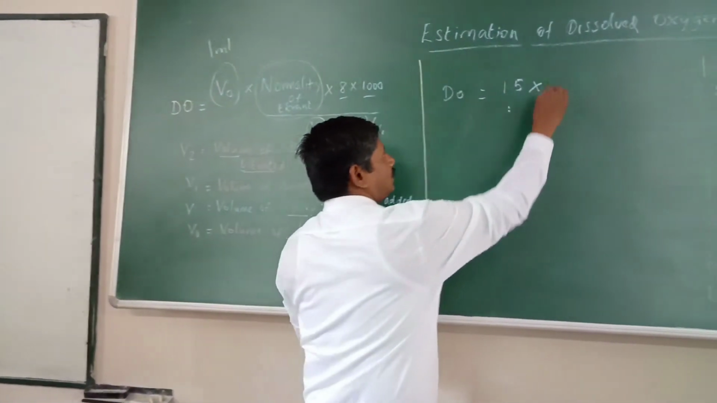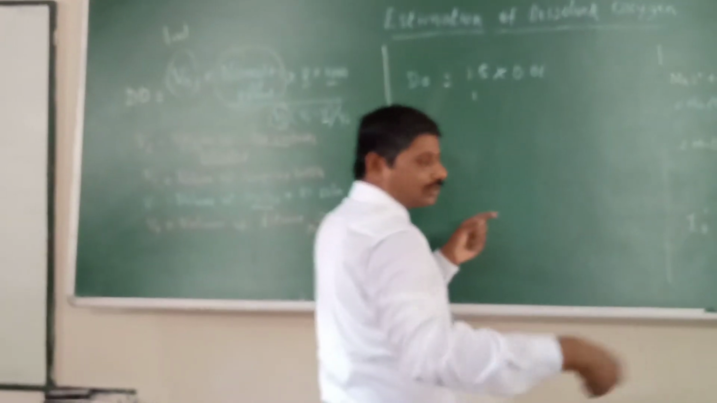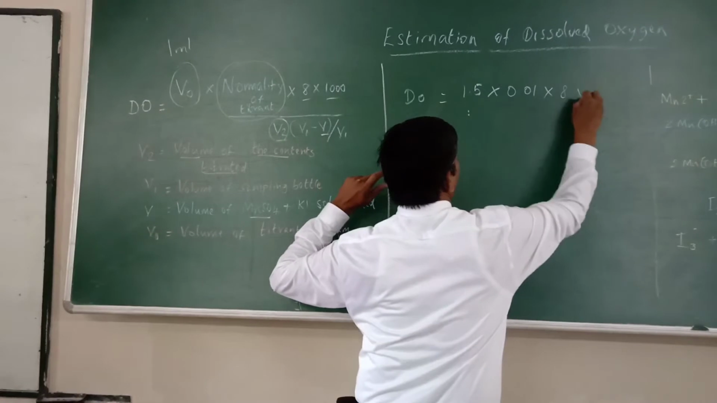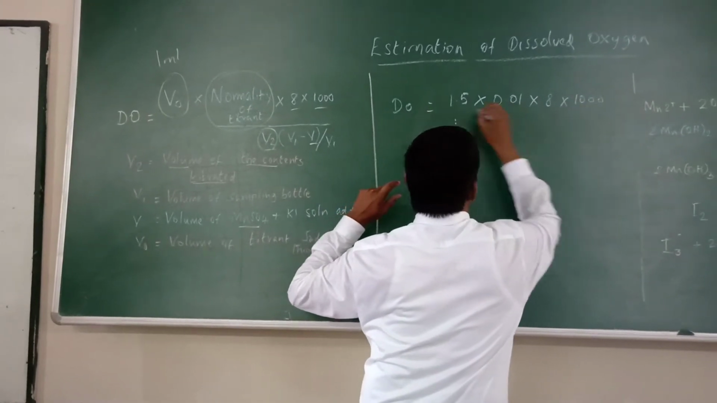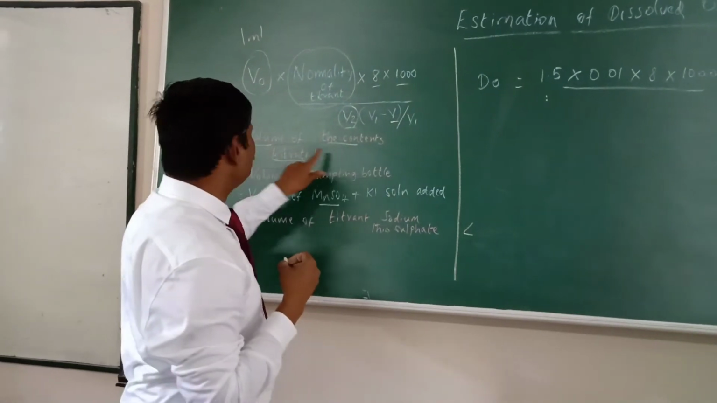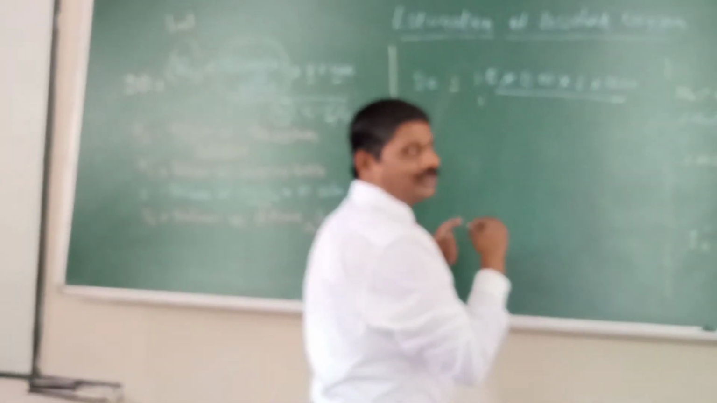0.01. If you have a calculator, please take it. Into 1000, divide by V2. What is V2? Volume of the contents titrated. How much? 50 ml.